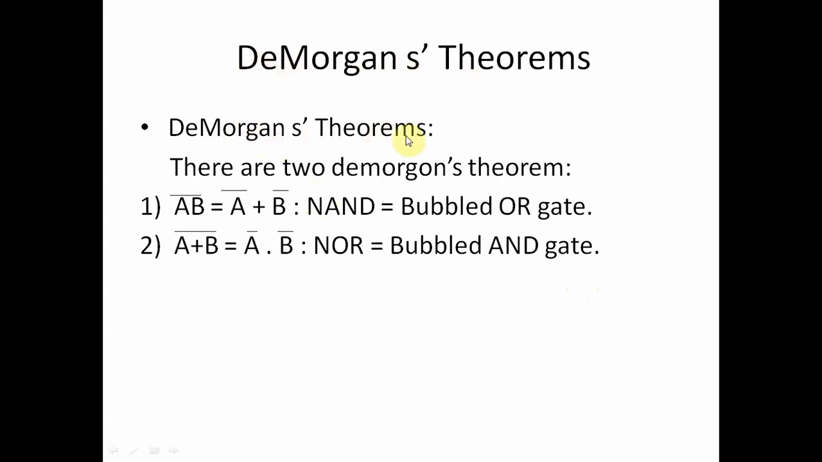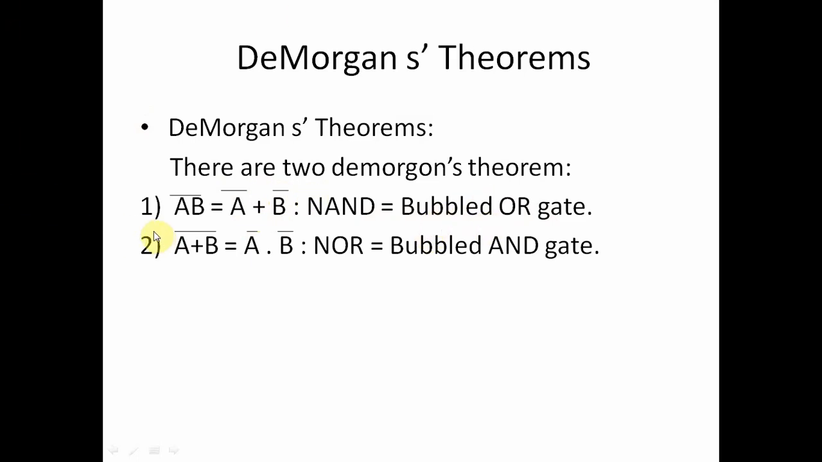There are two types of De Morgan's theorem. The first is that (AB) bar is equal to A bar plus B bar. (AB) bar is the mathematical expression of the NAND gate and A plus B is the OR gate. But here the complement is individual: A has a complement A bar and B has a complement B bar. So the NAND gate is equal to a bubbled OR gate. Here A plus B is the OR gate, but the complement is denoted by the bubble.